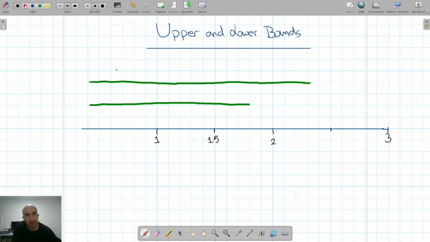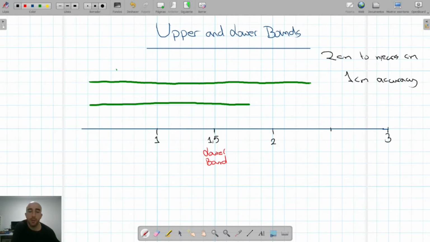So this is what we call our lower bound. Anything under that would be approximated to 1. Anything over that would be approximated to 2. It's our lower bound for our measurement, which, remember, was 2 to the nearest centimeter. And 1 centimeter is our accuracy. Our instrument cannot measure more than 1 centimeter.